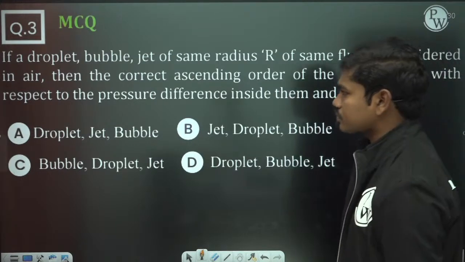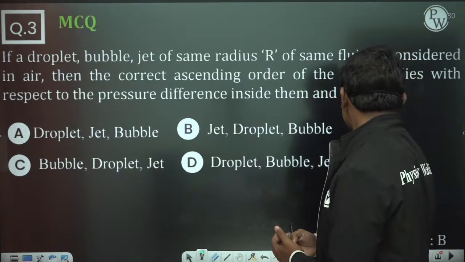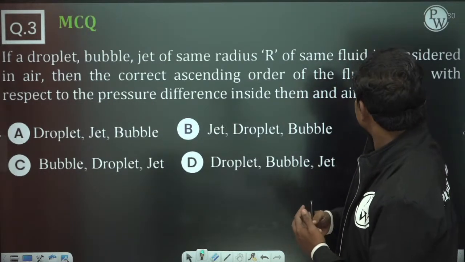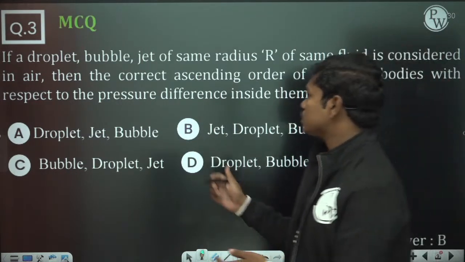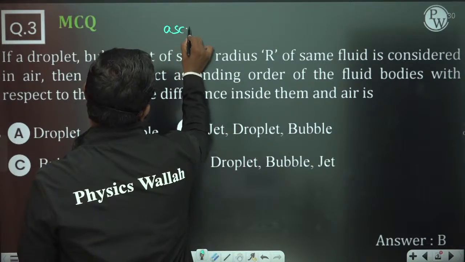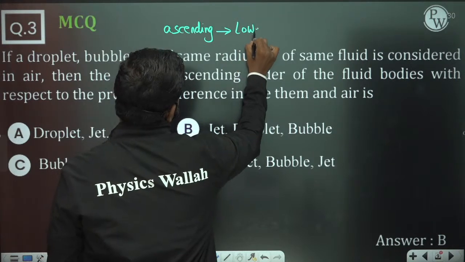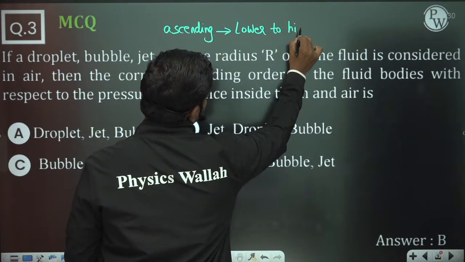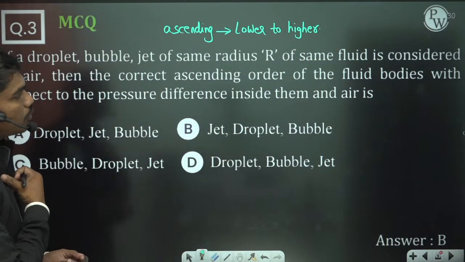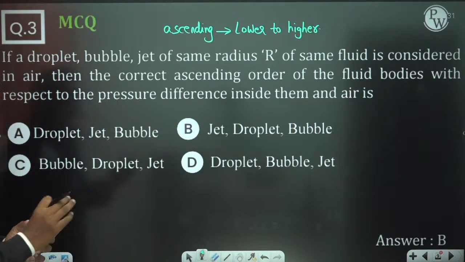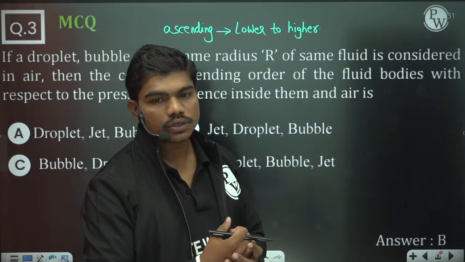Let's go for the next question. MCQ. If a droplet, bubble, jet of the same radius R of the same fluid is considered in air, then the correct ascending order, meaning lower to higher, of the fluid bodies with respect to the pressure difference inside them and air. So what is the correct answer?